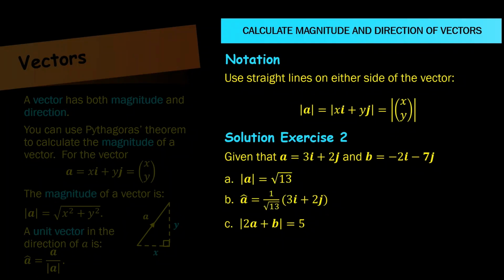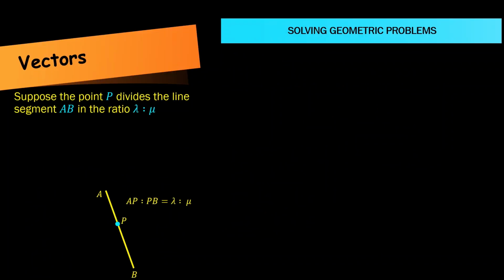So here's a summary of our solutions. Suppose the point P divides the line segment AB in the ratio lambda to mu, as shown in the diagram. So AP to PB equals lambda to mu, as shown. Suppose this is the origin here, and it joins A, and it also joins B and P.